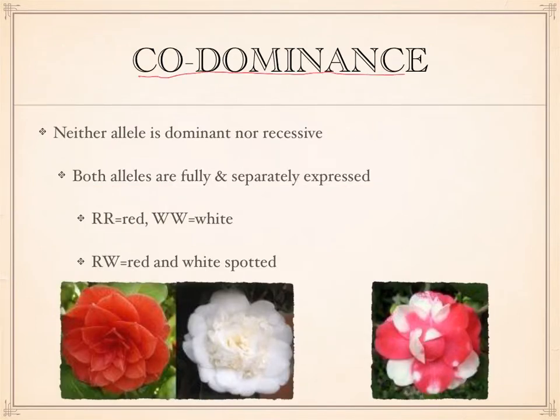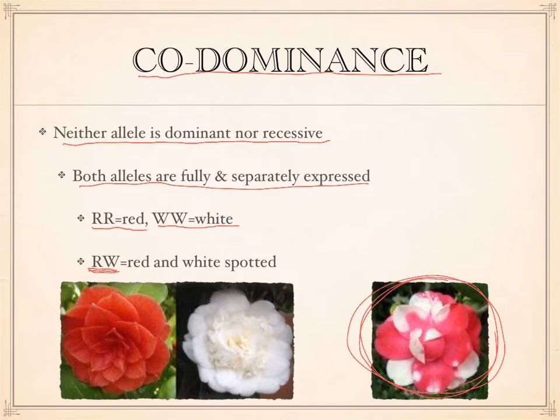Codominance is a little bit different. Again, neither allele is dominant nor recessive, but both alleles are fully and separately expressed, or equally expressed at the same time. With this, capital R gives red, capital W gives white, and the heterozygote, the big R, big W, would give a red and white spotted flower, where both red and white flower color is expressed in the heterozygote. So codominance, both are expressed fully and separately.